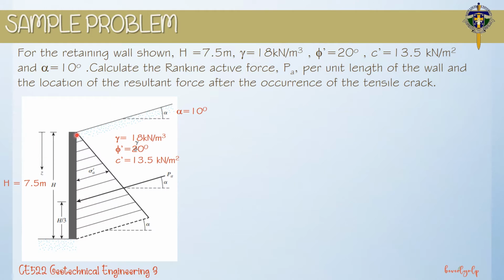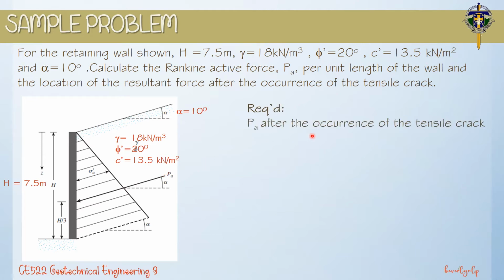So we have here our retaining wall that is holding this backfill, and this backfill is sloping, and it makes a slope of 10 degrees to the horizontal, and then the height of this wall is given to be 7.5 meters, and the properties of the soil is also given. The unit weight is 18 kilonewton per cubic meter, and then the angle of friction is 20 degrees, and then the cohesion is given to be 13.5 kilonewton per meter squared.